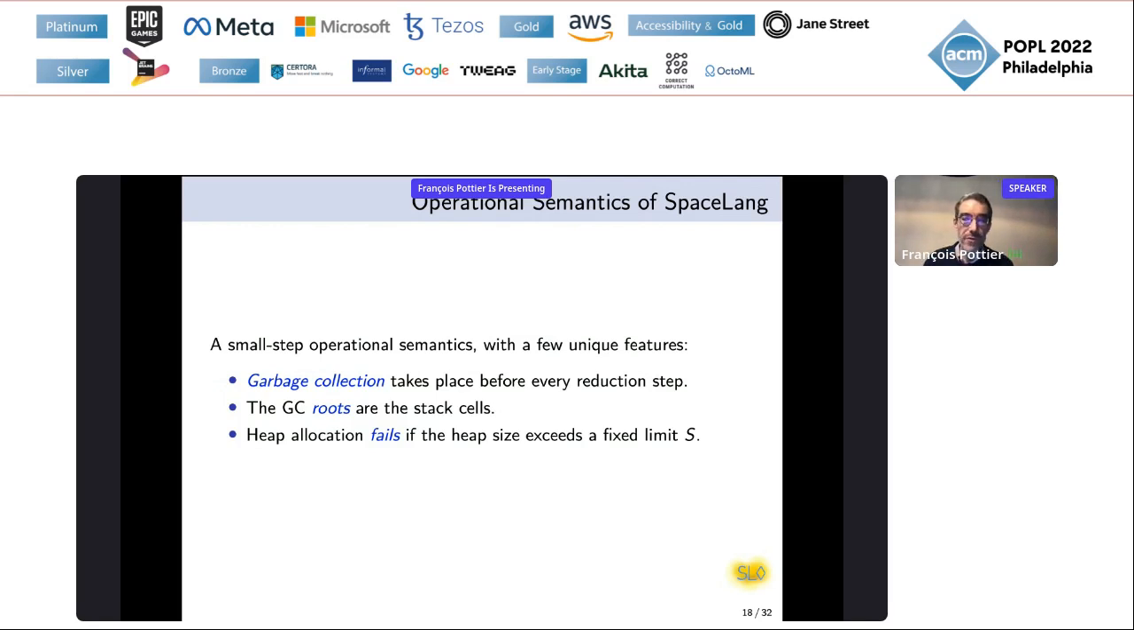This is a way of transforming a program that allocates too much memory into a program that fails, and this allows us to state the soundness theorem of the logic simply by saying that programs cannot fail. And this in turn means they cannot allocate more memory than capital S.